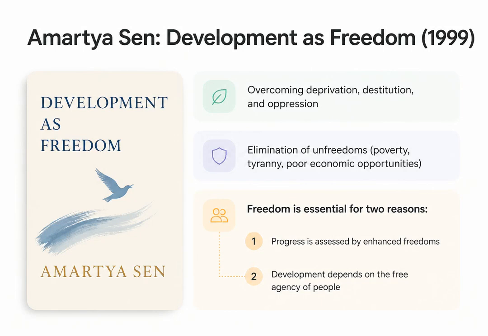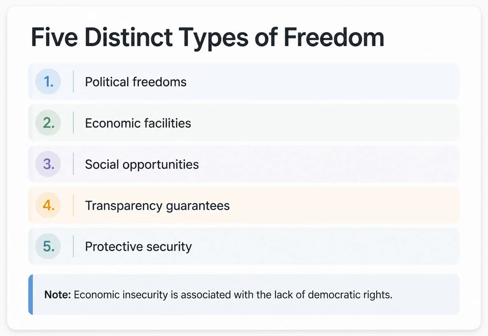Economist Amartya Sen revolutionized this field with his 1999 book, Development as Freedom. He argued that development is fundamentally about eliminating unfreedoms, such as poverty, tyranny, and social deprivation. For Sen, freedom is both the primary end and the principal means of development, relying entirely on the free agency of people. Sen identified 5 distinct types of freedom essential for development: political freedoms, economic facilities, social opportunities, transparency guarantees, and protective security. He emphasized that economic insecurity is deeply tied to a lack of democratic rights, and that functioning democracies are better equipped to handle economic disasters.